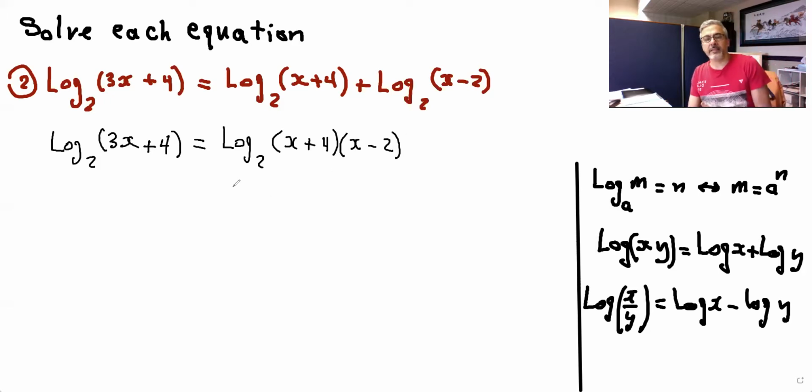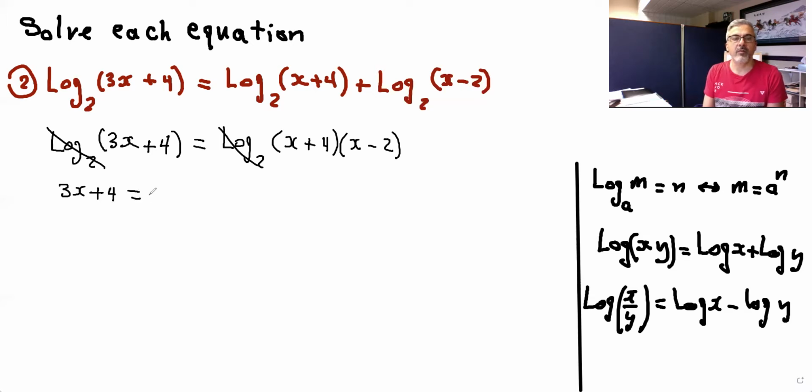So with this one, it's different from the first one. When you have one log on the left hand side and one log on the right hand side of the equal sign, and they have the same base, nothing in front of them here, you could cancel the logs. So that's what you do. You cancel the logs. Now you have 3x plus 4 equals, and I'm gonna start foiling this. I'm gonna get x squared minus 2x plus 4x minus 8.